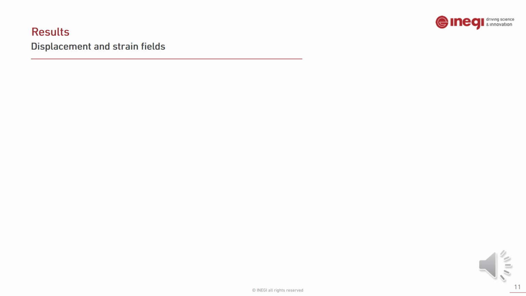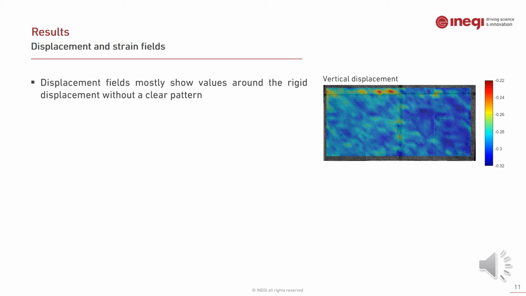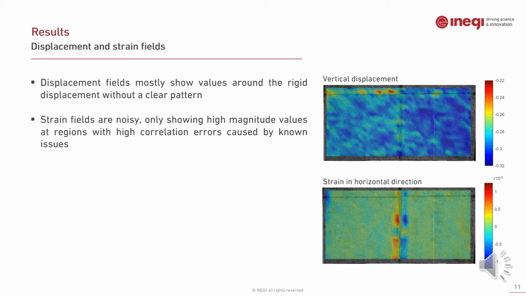And finally, we have the displacement and strain fields coming from the DIC analysis of the full images. Displacement fields mostly show us values around the rigid displacement without a clear pattern, and strain fields are mostly noisy, and they only show high magnitude values in regions with high correlation errors caused by known issues, such as areas of the pattern with low contrast, or cables from strain gauges passing in front of the pattern.